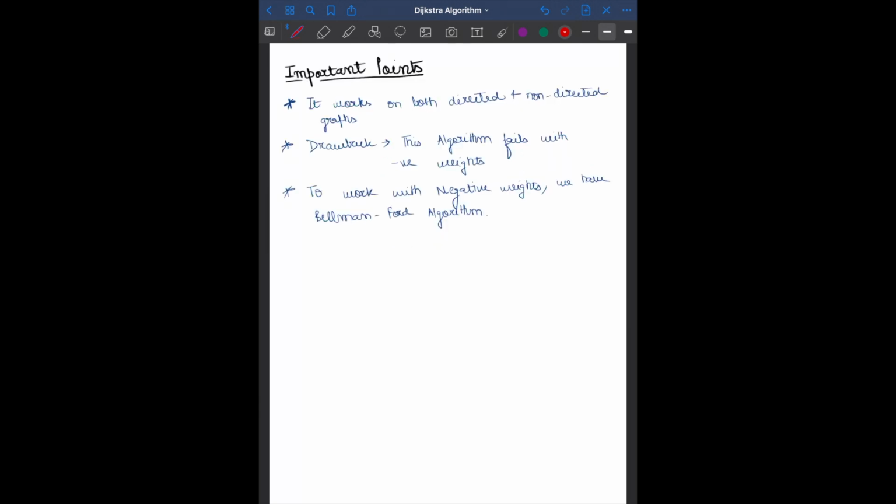Now, important points. Dijkstra algorithm works on both directed and undirected graphs. Drawback: this algorithm will fail with negative weights. To work with negative weights, we have the Bellman-Ford algorithm. In the next video, we will see how the Bellman-Ford algorithm improves on the drawback of Dijkstra algorithm and how it works with negative weights.